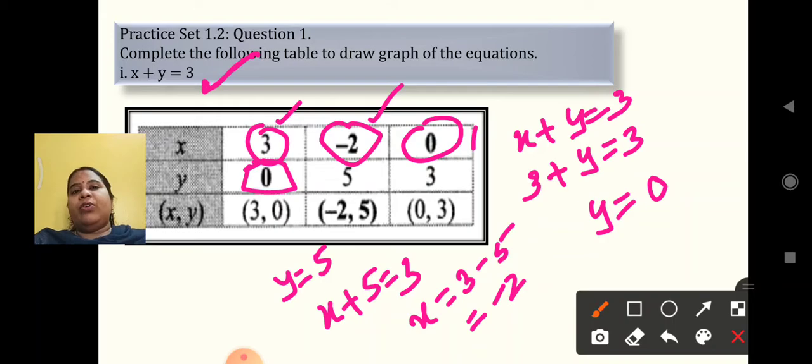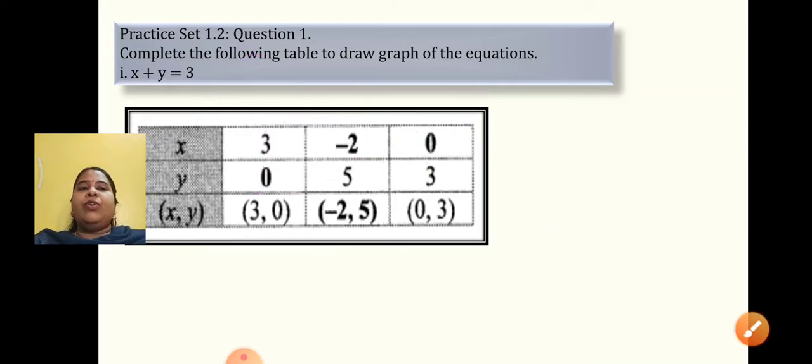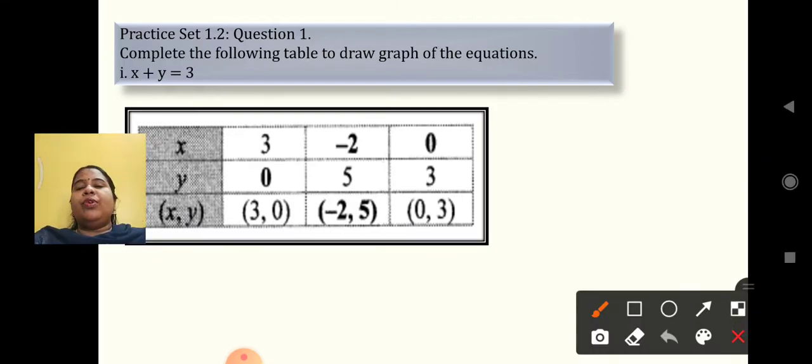Same way the third value also you have to find. So this way you are going to prepare the table. It's an activity question. So whichever values are provided to you, based on that you will find the corresponding values. So these are the answers.